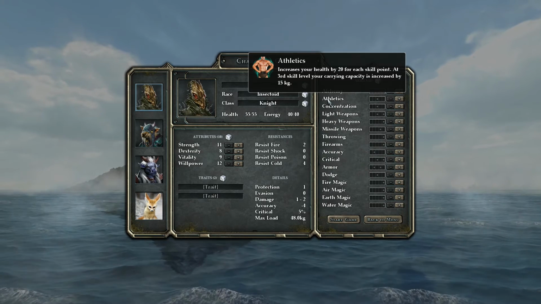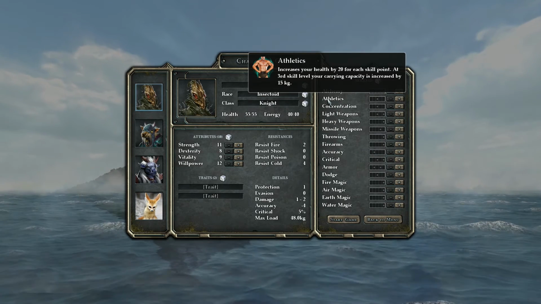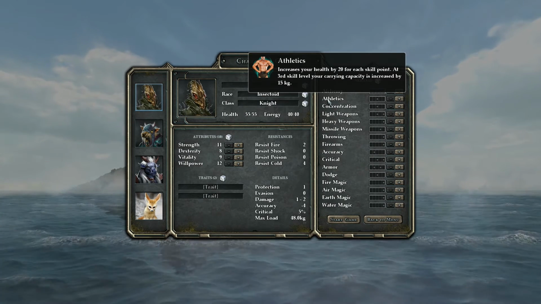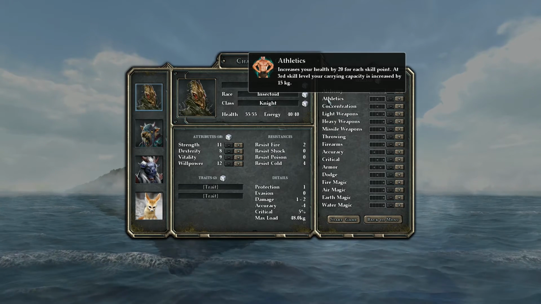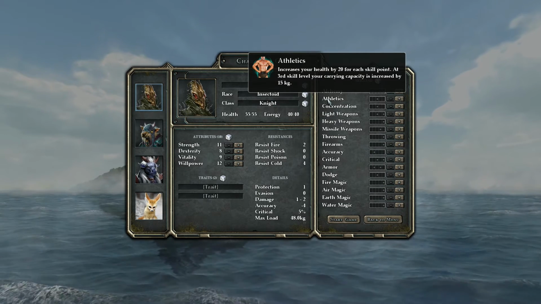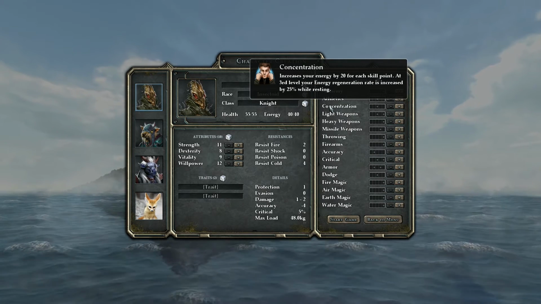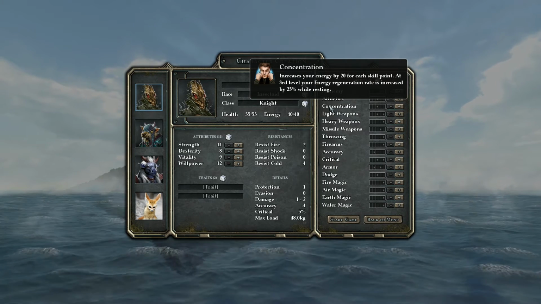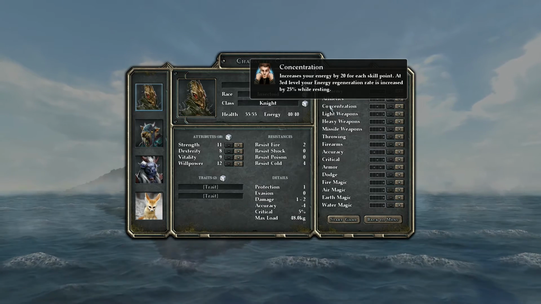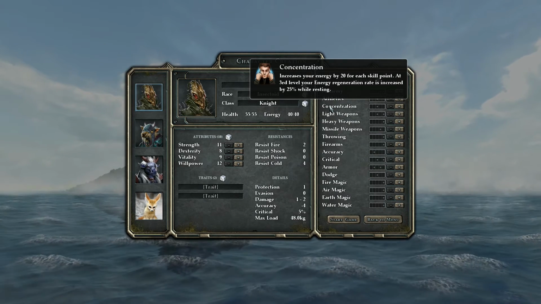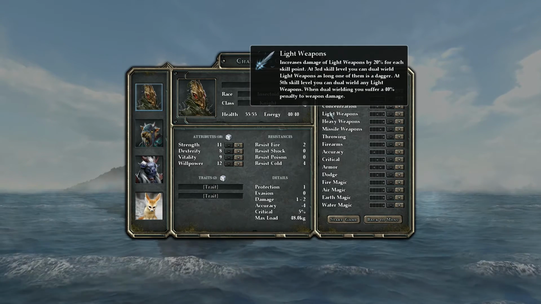Athletics increases your health by 20 for each skill point. At 3rd skill level, your carrying capacity is increased by 15 kilograms. Concentration increases your energy by 20 for each skill point. At 3rd level, your energy regeneration rate is increased by 25% while resting.